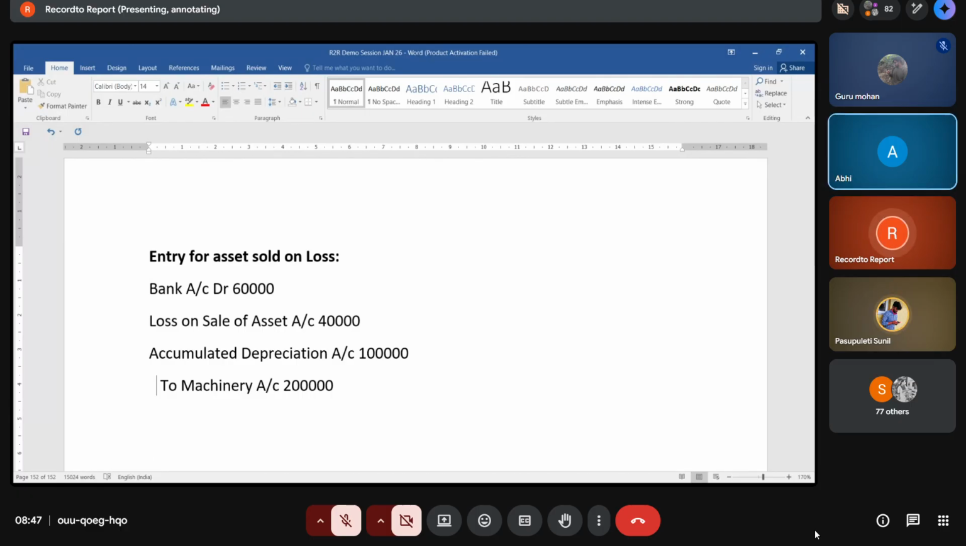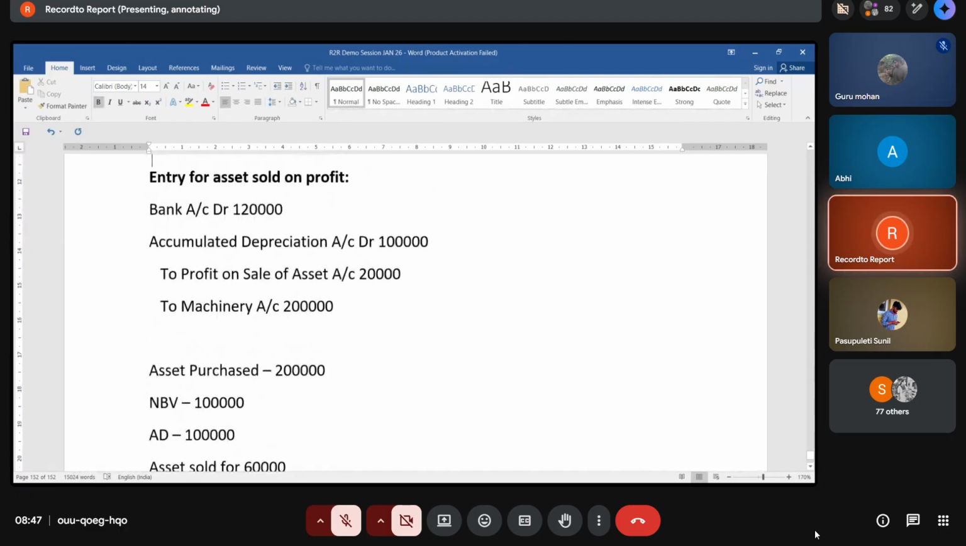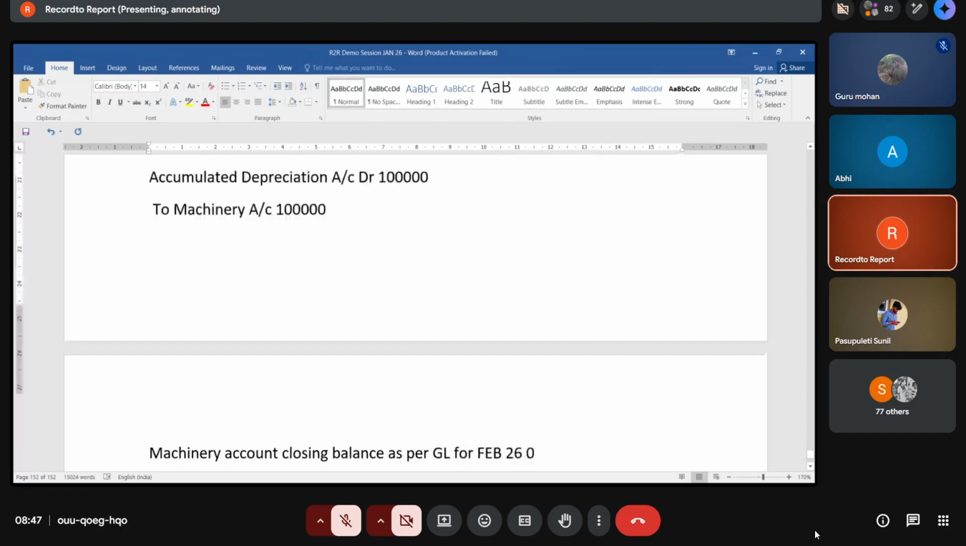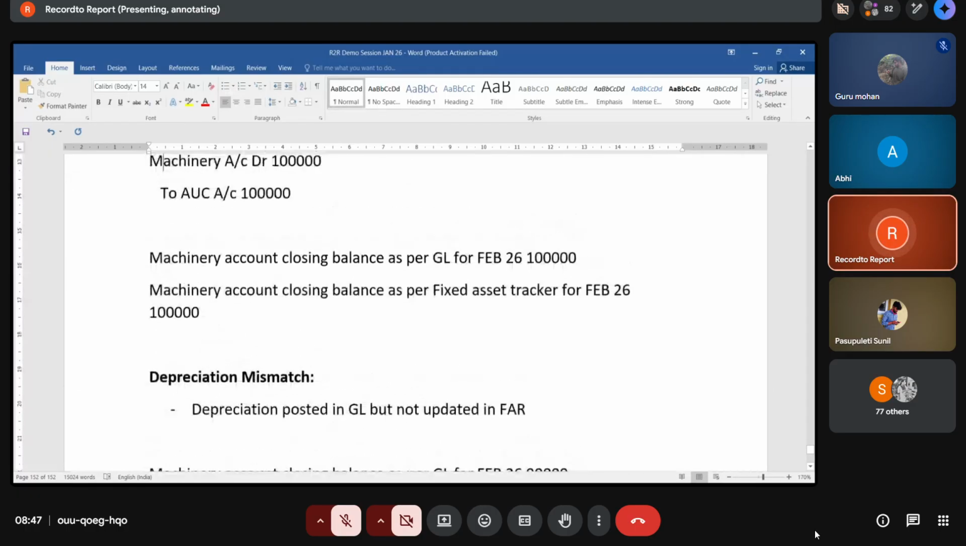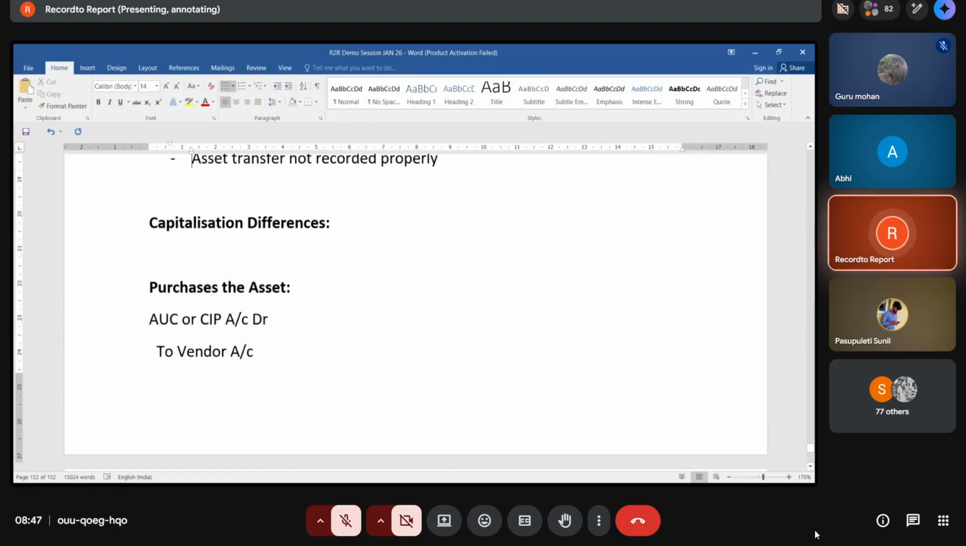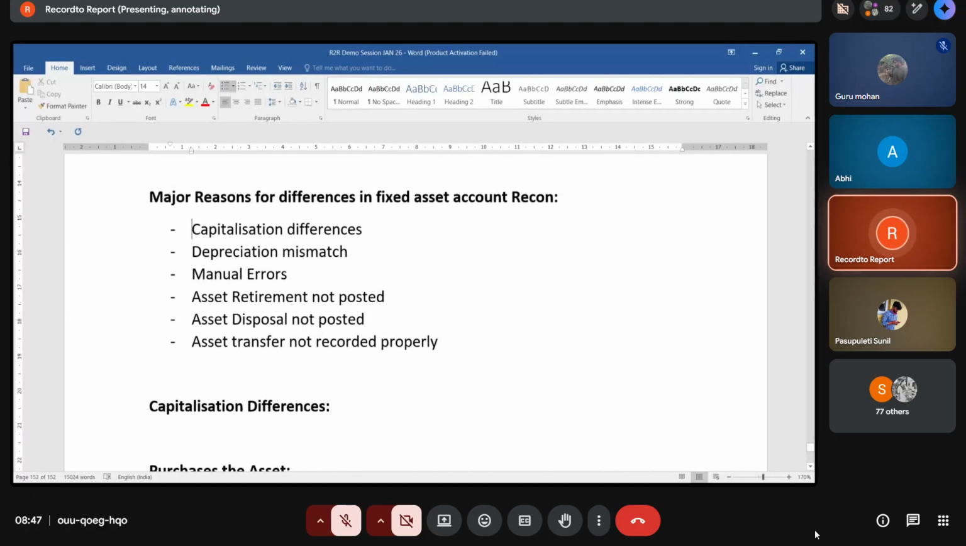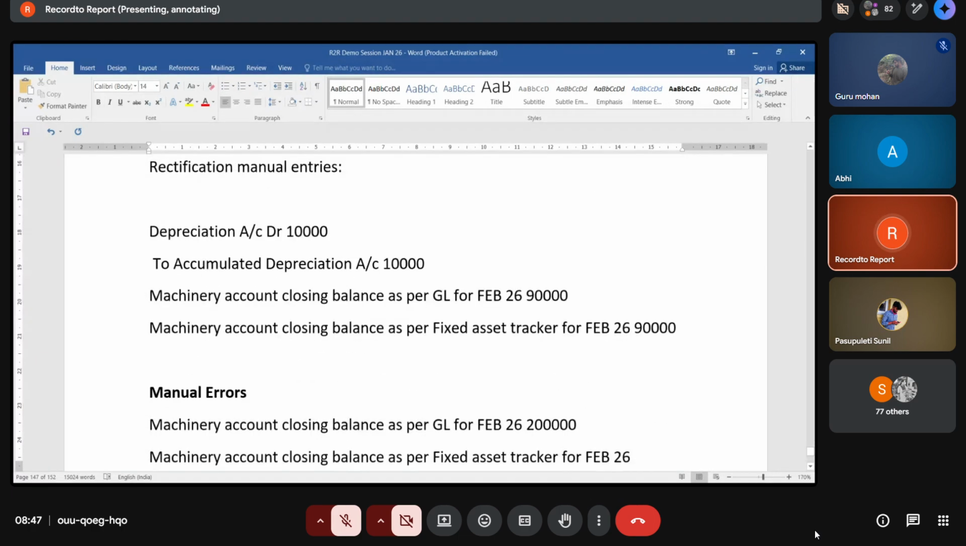Understand, guys? So if this entry is forgotten to be posted in a month, due to that also we will get differences. So we discussed various things. One is asset under construction, capitalization differences, depreciation mismatches, manual errors, asset retirement not posted, asset disposal not posted, asset transfer not recorded properly.